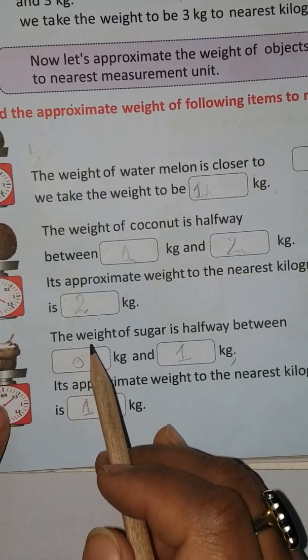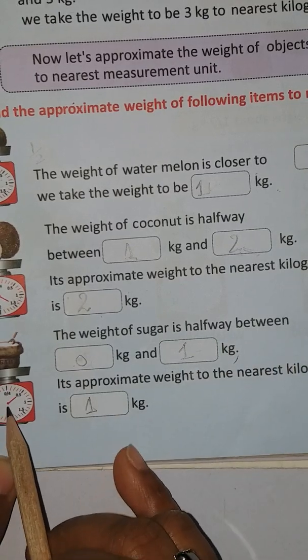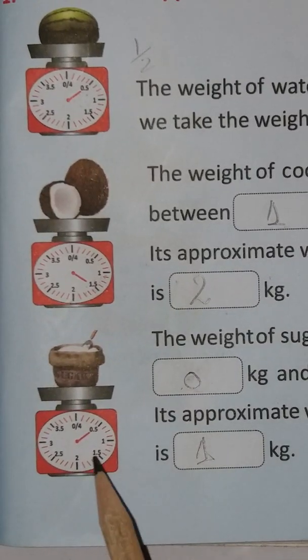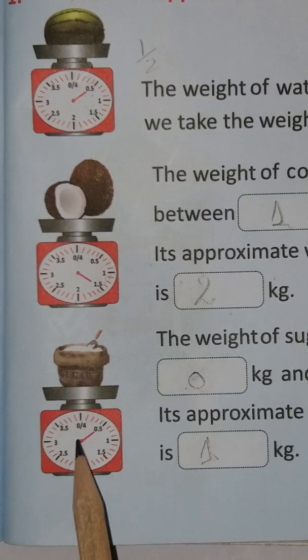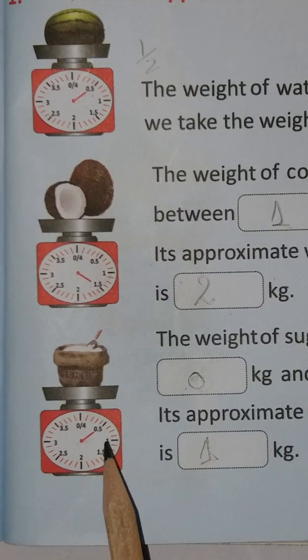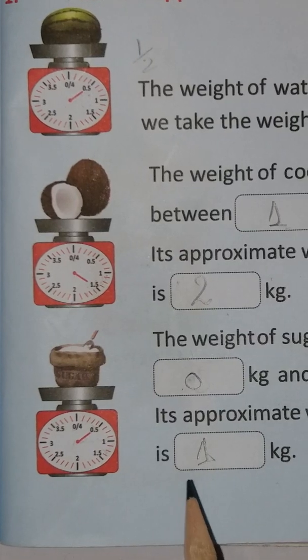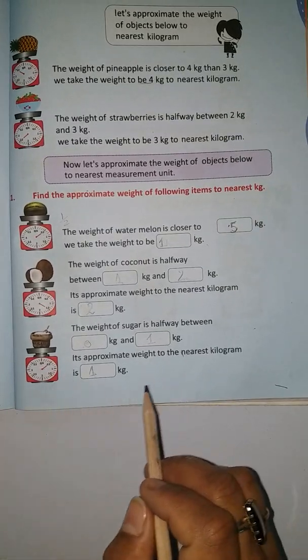Okay, grade 2. Now the weight of the sugar is halfway between. You can see in your book, the weight of the sugar is halfway between 0 and 1 kg. Between halfway कितना है? You can see here is 0.5. The needle is pointing towards 0.5, so we can say the weight is halfway between 0 and 1 kilogram. So the approximate will be 1 kilogram.